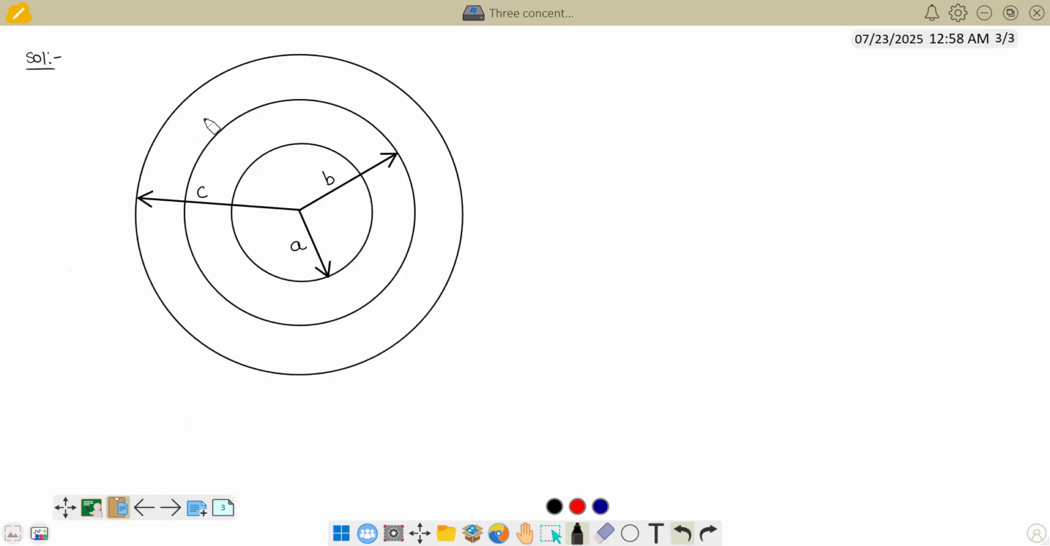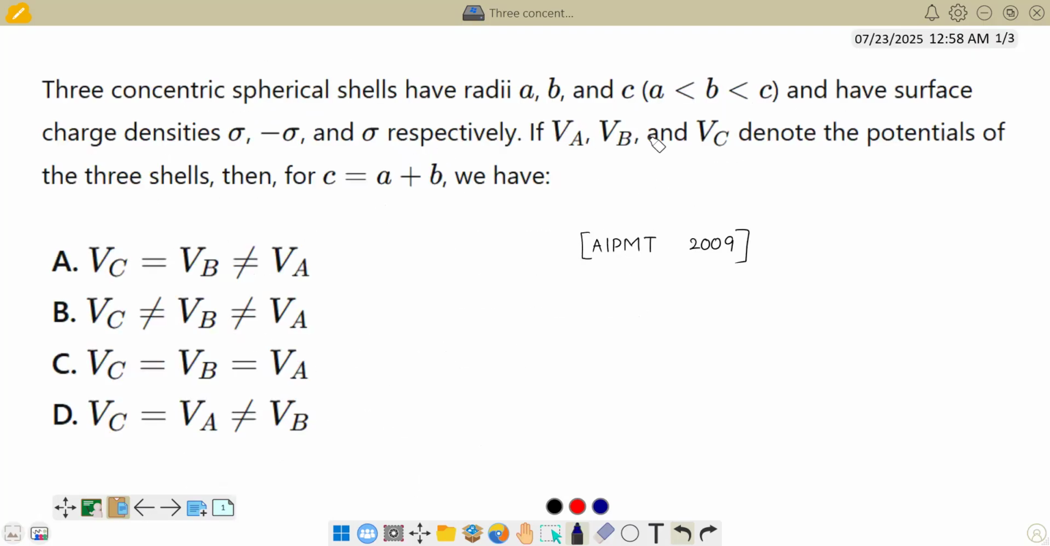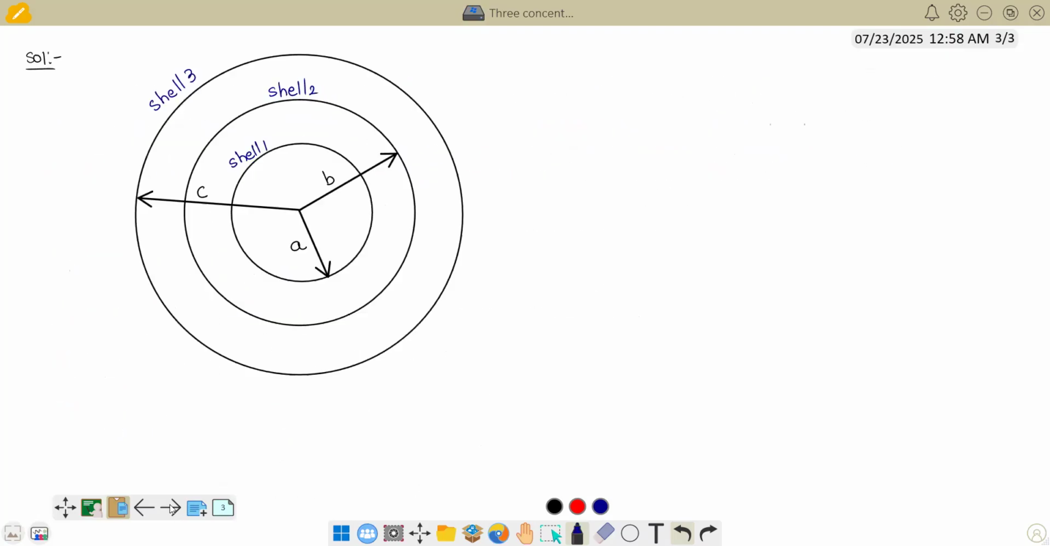Now in the given question, we have three shells, A, B, C. The innermost shell I will call shell 1. This shell I will call shell 2. And this outside shell I will call shell 3. So right now we have three shells, shell 1, shell 2, shell 3. The radii are A, B, C. And when the author says VA, VB, VC denote the potentials of the three shells, it means the potentials on the surface of the three shells.